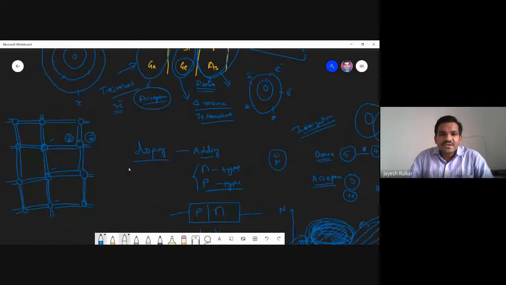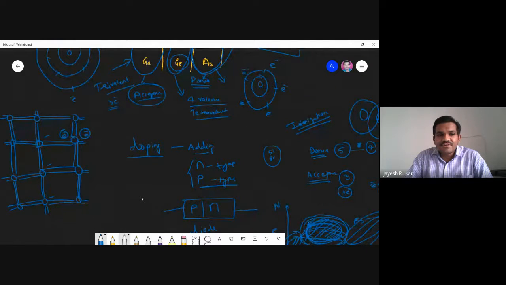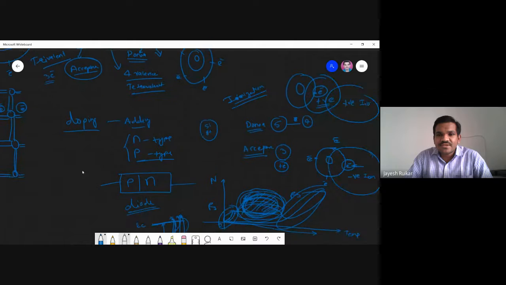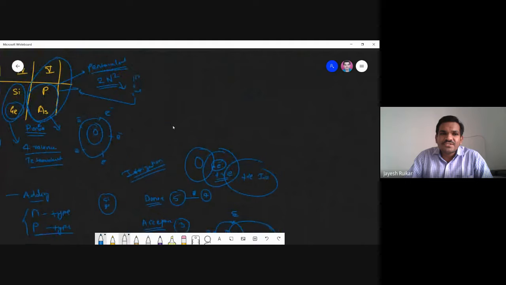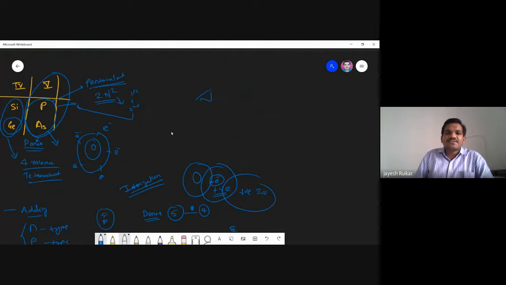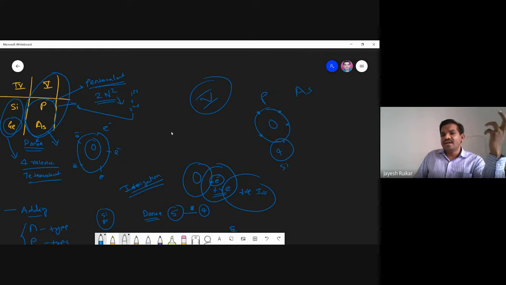Later on we talked about the ionization concept. What is ionization? If you talk about the fifth group, the pentavalent elements like phosphorus or arsenic, the outermost shell contains 5 electrons. 4 electrons start bonding with the silicon atoms, and then the fifth electron is remaining.